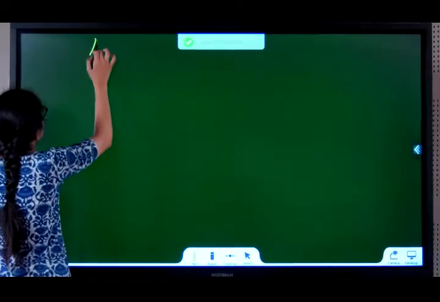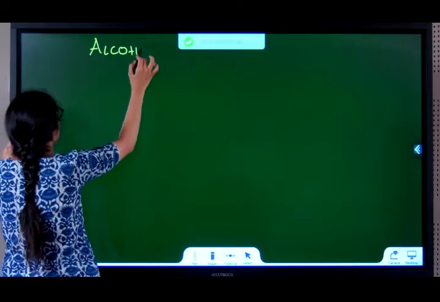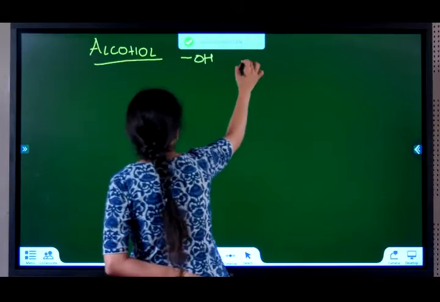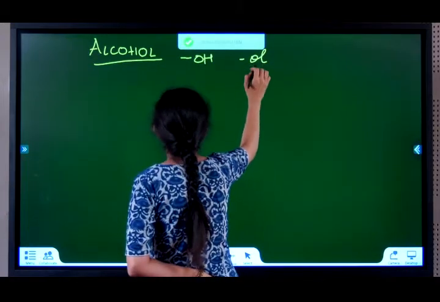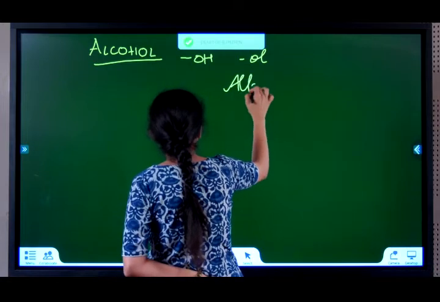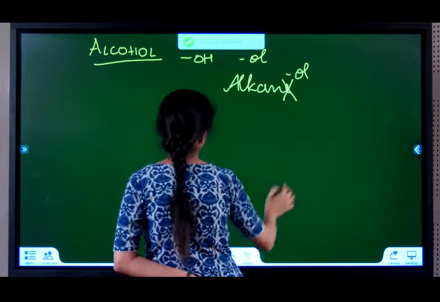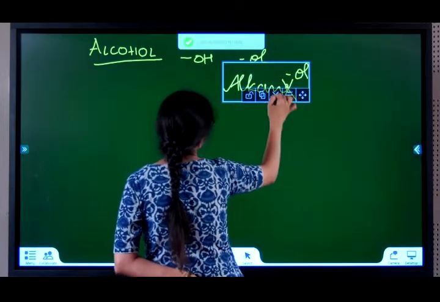We now go to the next type, alcohol. Alcohol is given by the functional group OH and the suffix OL. Where do you put the suffix? Take the alkane, remove the E and put an OL. That's how you get the suffix. You will see how.